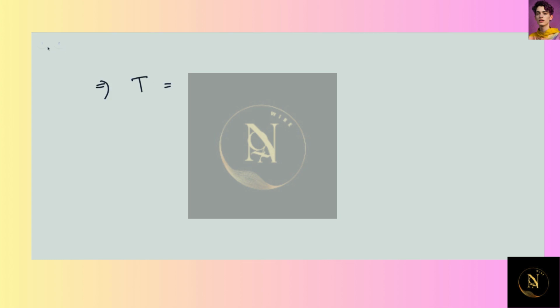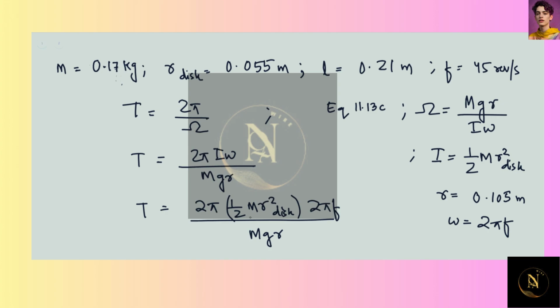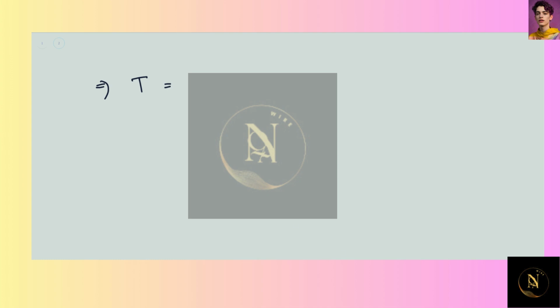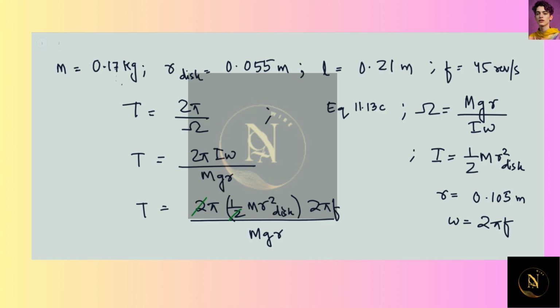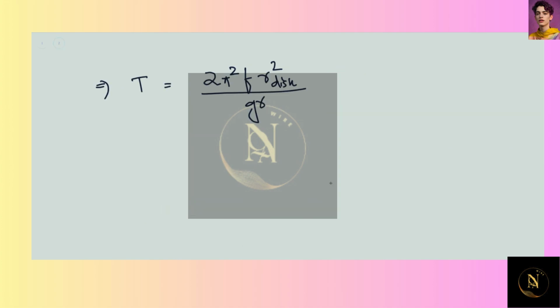So T will be equal to, so this 2 over here and this 2 cancel out. So now we can write T to be equal to 2 pi square f times the square of the radius of the disk over gr. So notice that the mass terms also cancel out. Now we can solve this equation.